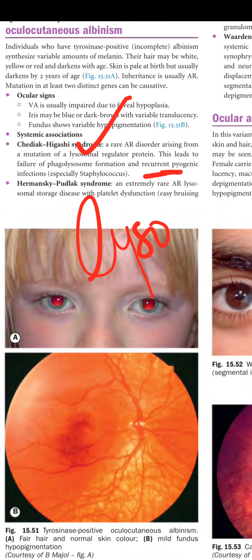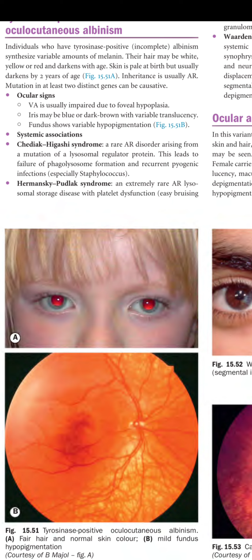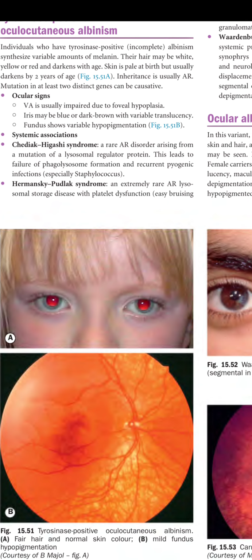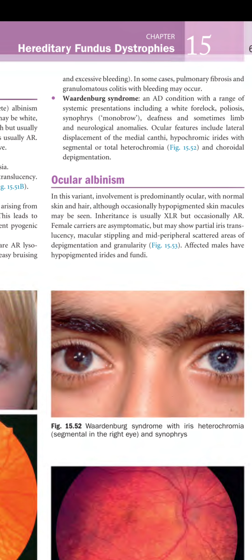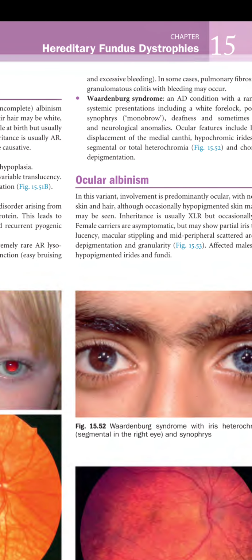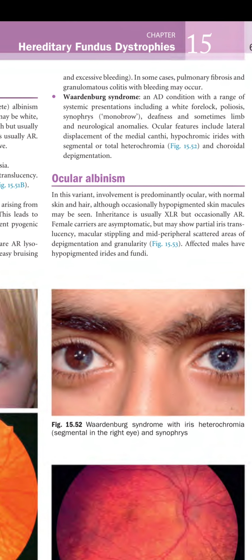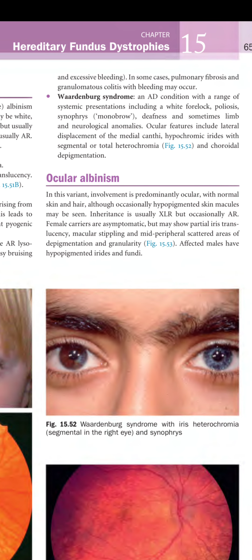Whereas Hermann-Pudlak syndrome is an extremely rare autosomal recessive lysosomal storage disease with platelet dysfunction. There will be easy bruising and excessive bleeding. In some cases, pulmonary fibrosis and granulomatous colitis with bleeding may occur. So most of the time, its major feature is decreased platelet function.